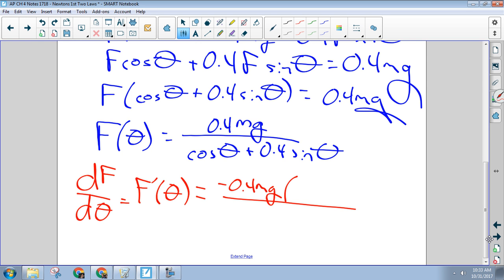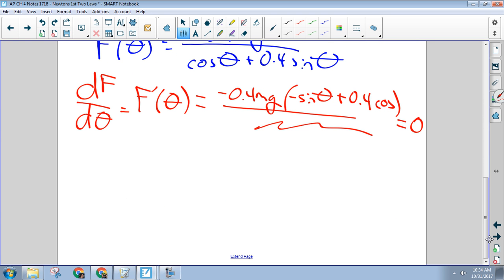So what's the derivative of cosine, you guys? Negative sine theta, plus 0.4 times the derivative of sine, which is cosine, all over the bottom that I don't care about. Why don't we care, Saba? Because if we're going to set this whole thing equal to 0, then the bottom doesn't matter, because if A over B is 0, then A is 0 and B doesn't matter. Cool?